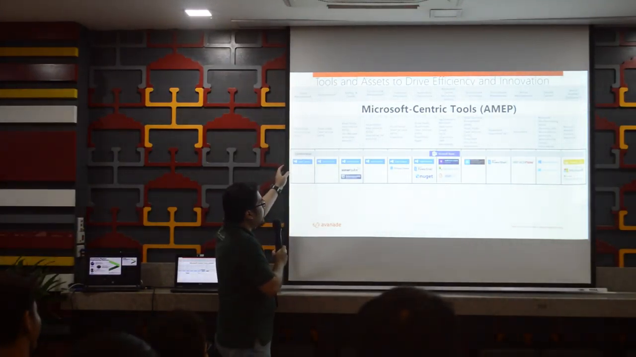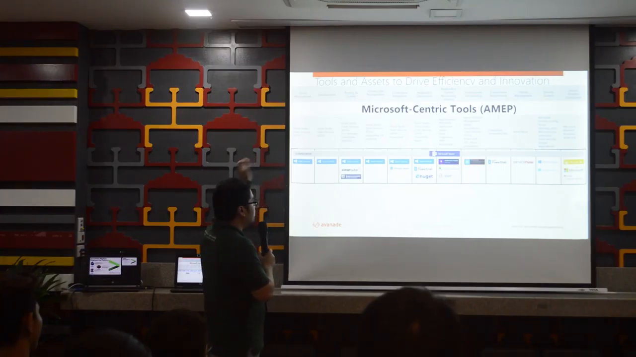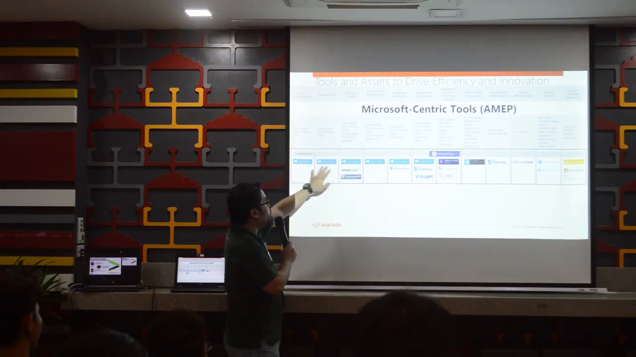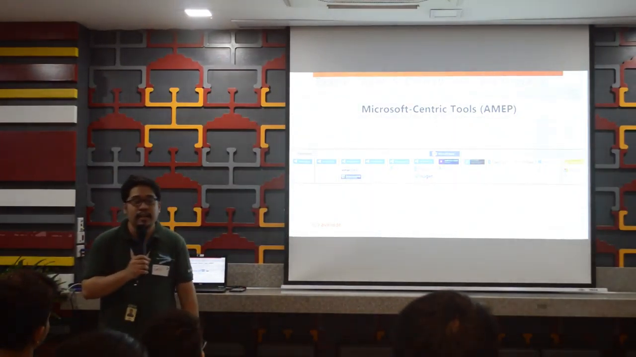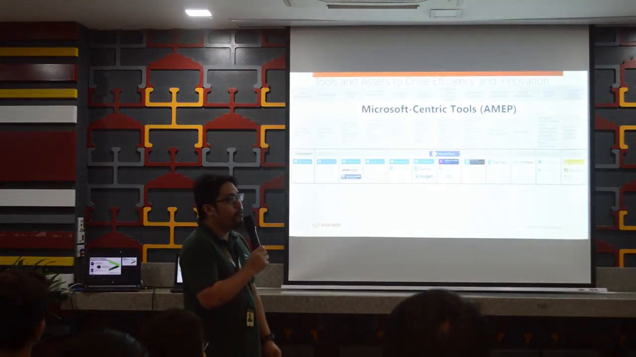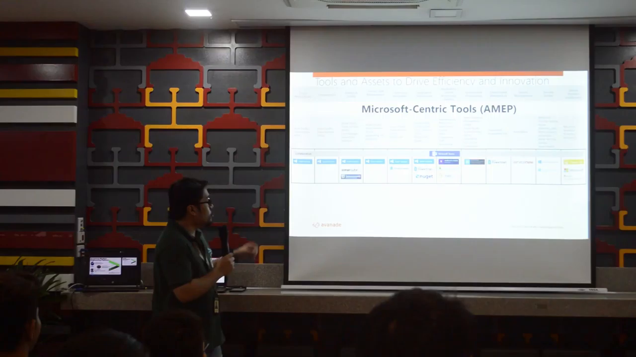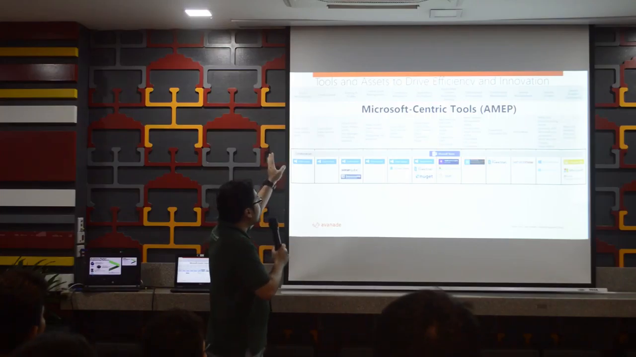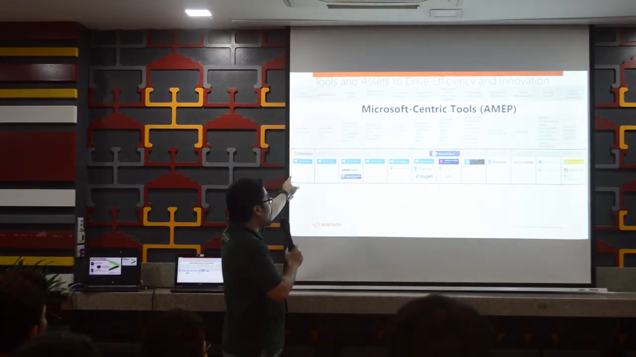I apologize because I think it's a little bit blurry. But actually, this blue thing here stands for Team Services. It's Visual Studio Team Services, the cloud version of the Foundation Server. As you can see, VSTS is a DevOps tool that is being used for most of the dev processes.